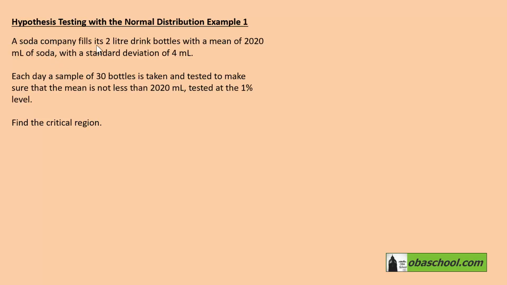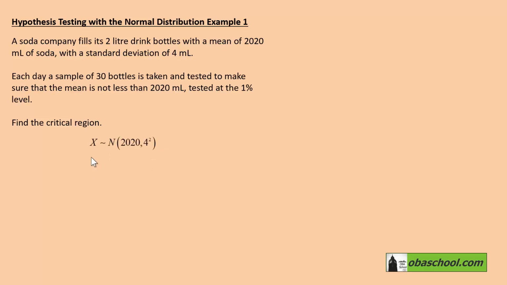A soda company fills its 2-litre drink bottles with a mean of 2020 millilitres of soda with a standard deviation of 4 millilitres. Each day a sample of 30 bottles is taken and tested to make sure that the mean is not less than 2020 millilitres, tested at the 1% level. Find the critical region.